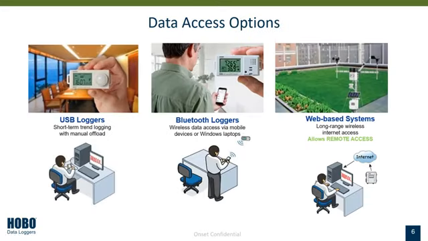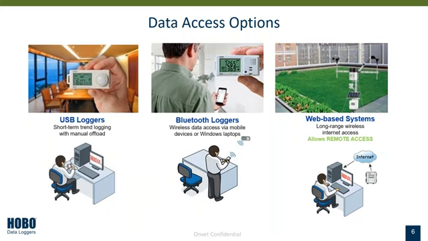All right. So one of the first things that I ask customers when we're talking about putting monitoring equipment out on their site is how you want to collect your data or how you want to see your data. Onset really offers three ways to do that. We offer USB style loggers, Bluetooth style loggers, and then also web-based or real-time telemetry-based systems.